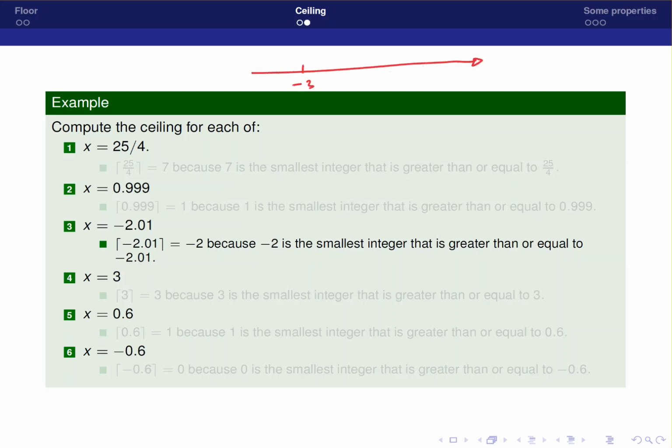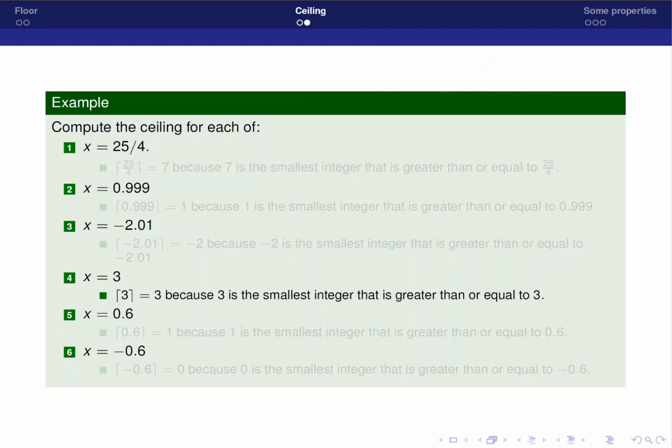So again, here's negative 3, here's negative 2, here's negative 1. Negative 2.01 is on the left side of negative 2. And remember, we're looking for the ceiling of negative 2.01. So we're looking for the smallest integer that is greater than or equal to negative 2.01. There are many integers like that. There's negative 2, there's negative 1, but we want the smallest one in the list. So the smallest one is negative 2. So therefore, negative 2 is called the ceiling of negative 2.01.